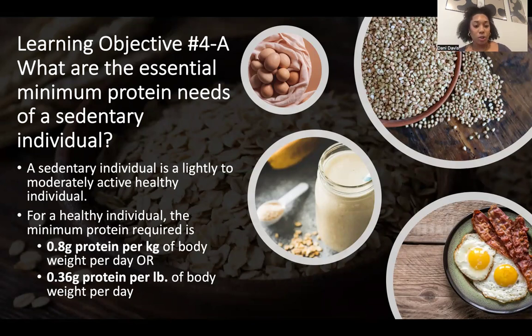For a healthy individual, the minimum protein required is 0.8 grams of protein per kilogram of body weight per day, or 0.36 grams of protein per pound of body weight per day. The easiest way to calculate this is to take your body weight in kilograms and multiply that by 0.8, and that will be the minimum protein needs, or the estimated protein needs, for yourself.